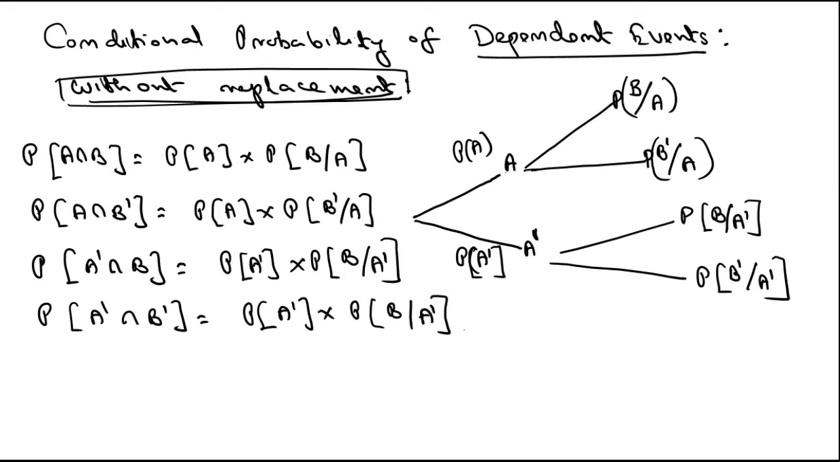So next question: a bag contains 5 red and 3 black cubes. 2 cubes are drawn at random without replacement. Find the probability that at least one is black. At least one is black.